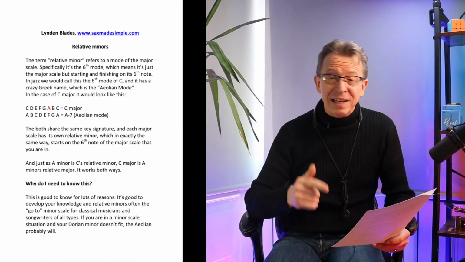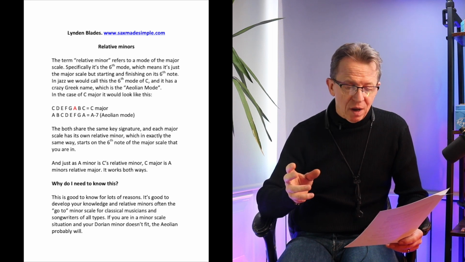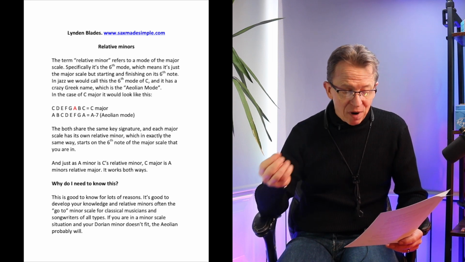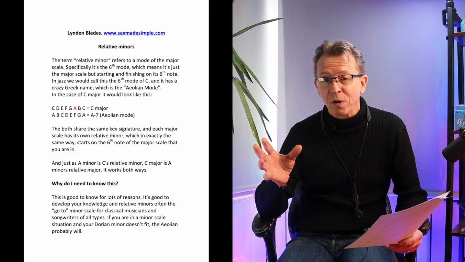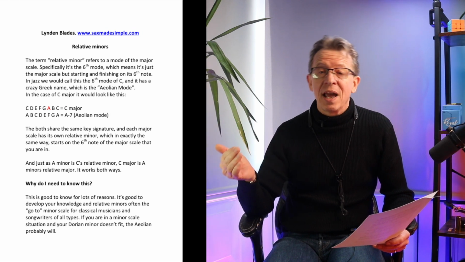So if you saw a piece of music that had two sharps as the key signature, you would instinctively think that this would be in D major, but it might be in B minor. B is the sixth mode of D major. So when you see two sharps, don't automatically think that it might be in D, because it could be in B minor. And it says on the PDF, just as A minor is C's relative minor, C major is A minor's relative major. So it works both ways. Every major scale has a relative minor, and every relative minor has a relative major from which it comes.